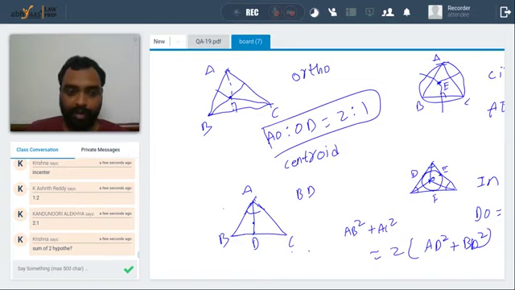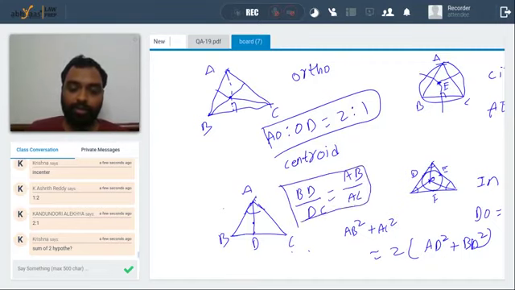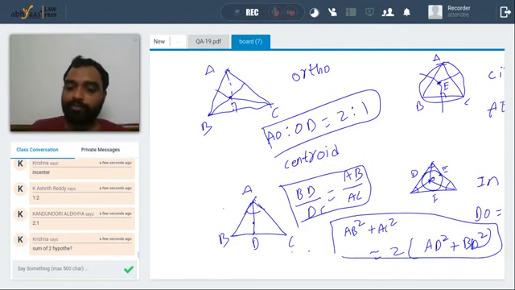this one BD by DC is equal to AB by AC. Please note down this one also. This is very important. I'm erasing other things. Hope you noted down this important one also. This is also one important one. BD is this, DC is this. That means this by this is equal to this by this, if this is an angular bisector.